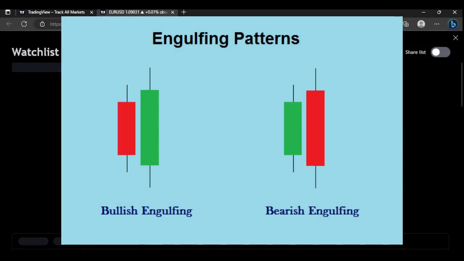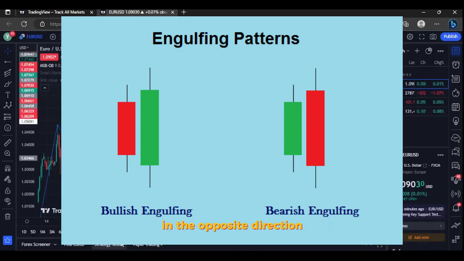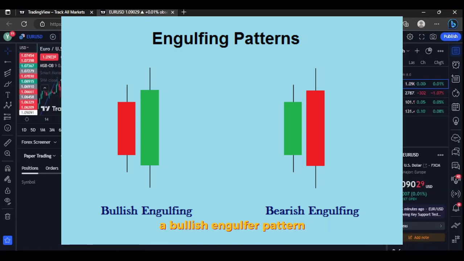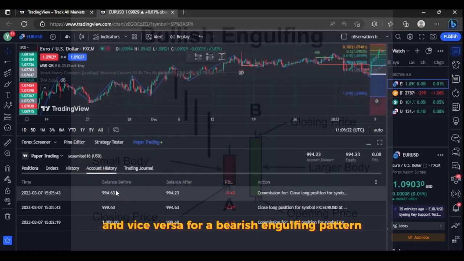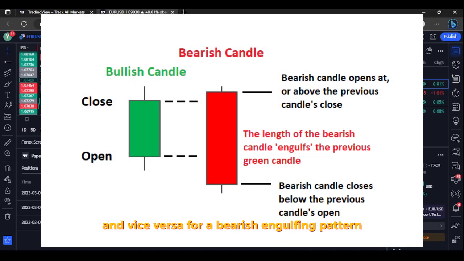Engulfing pattern, probably one of my favorite patterns just because of the name. I just really like the name so much. The engulfing pattern is a reversal pattern that occurs when a small candle is completely engulfed by a larger candle in the opposite direction. A bullish engulfing pattern is when a small bearish candle is followed by a larger bullish candle, and vice versa for a bearish engulfing pattern.